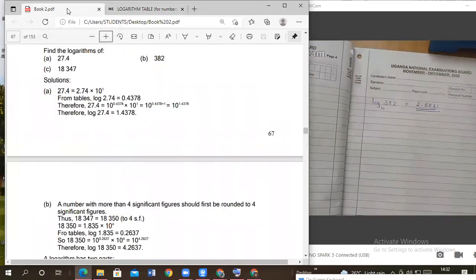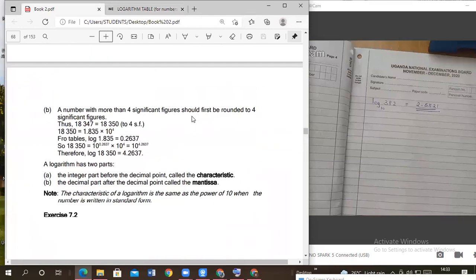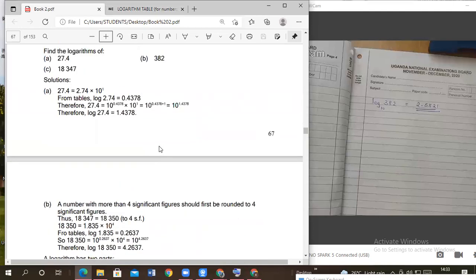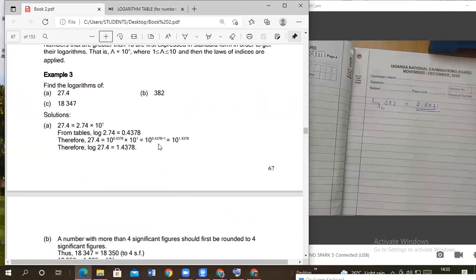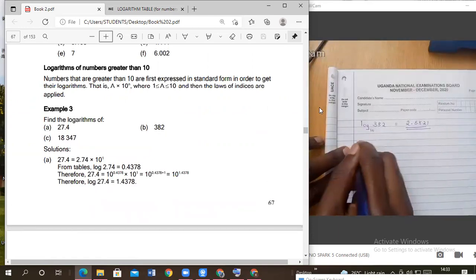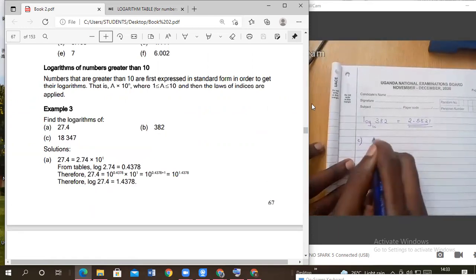Any question, members, before we proceed? Any question? No. Okay. Which other question do we have there? Part C. Let's look at C.